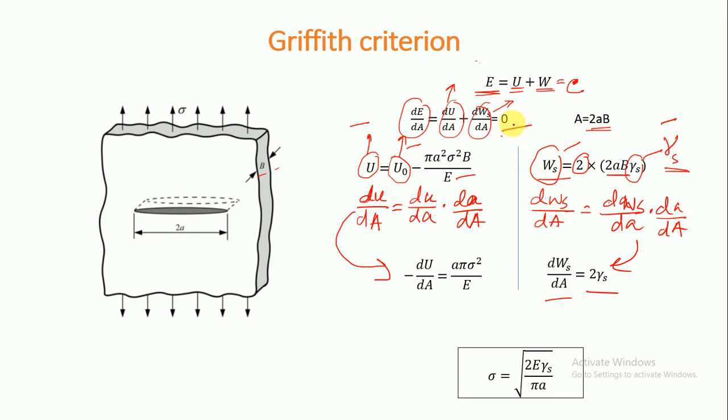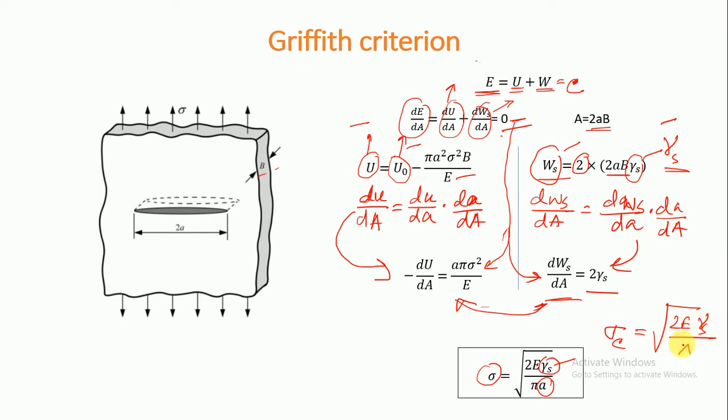So we know from this equation that minus dU by dA is equal to dWs by dA. If we equate these two equations, we will get an expression of sigma in terms of the finite crack length a and surface energy. And here, sigma c is the critical stress, then we will get sigma c equals root over 2E gamma s by pi ac.